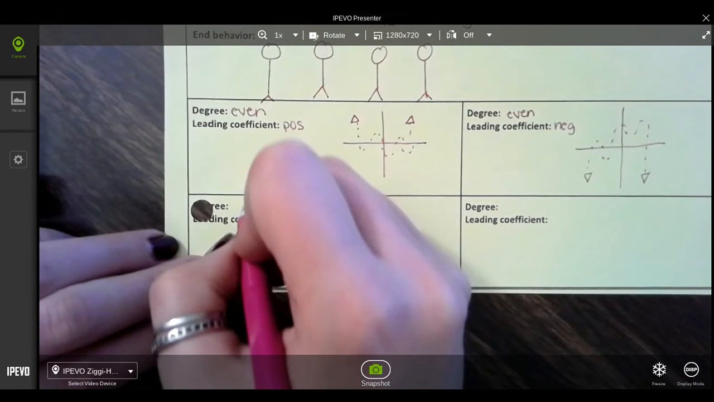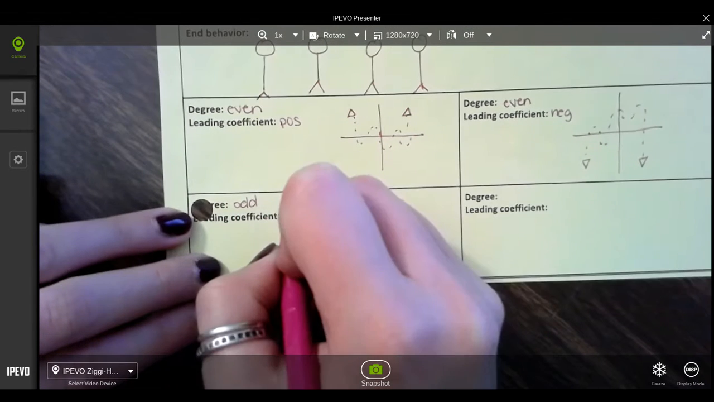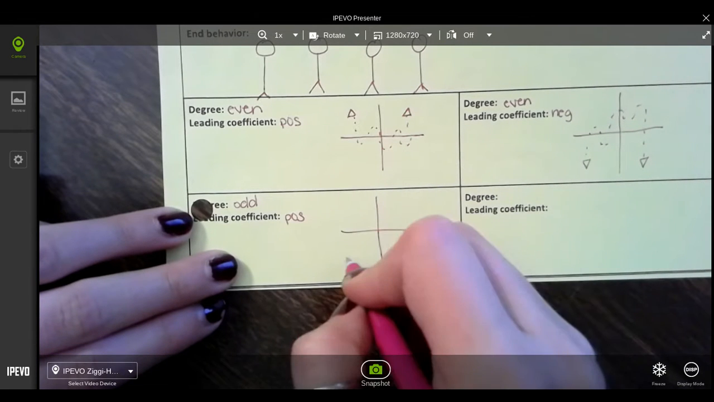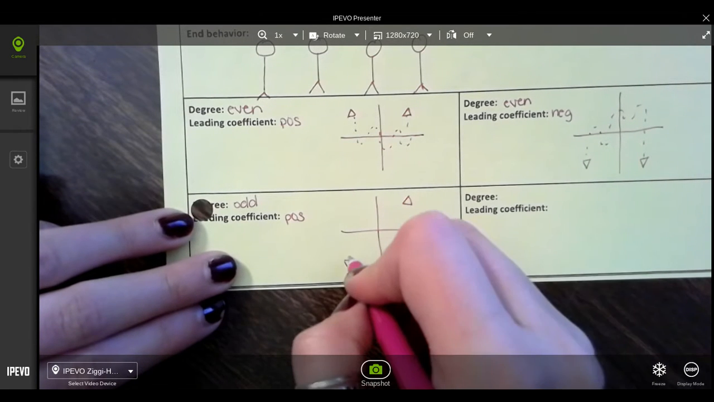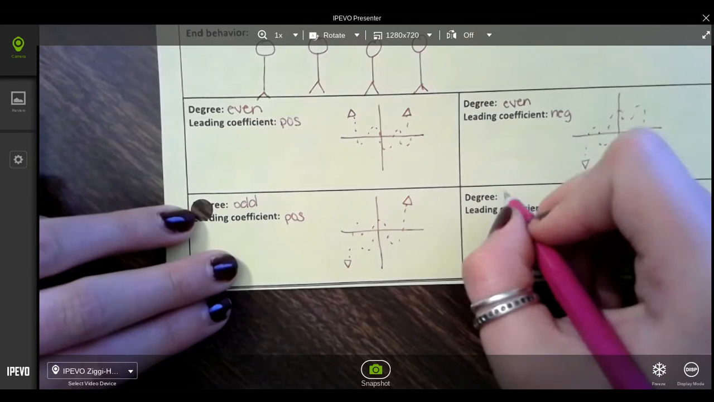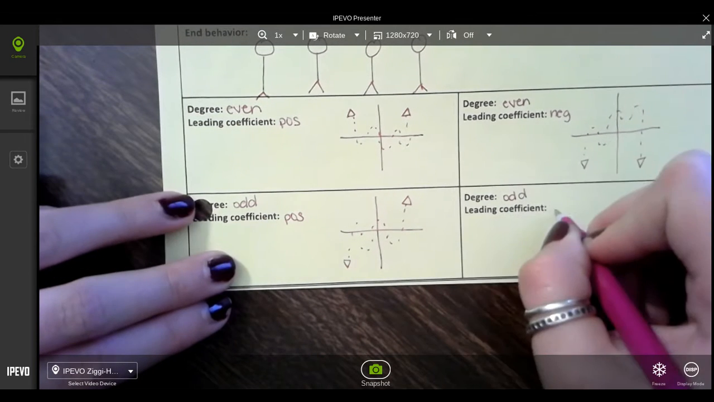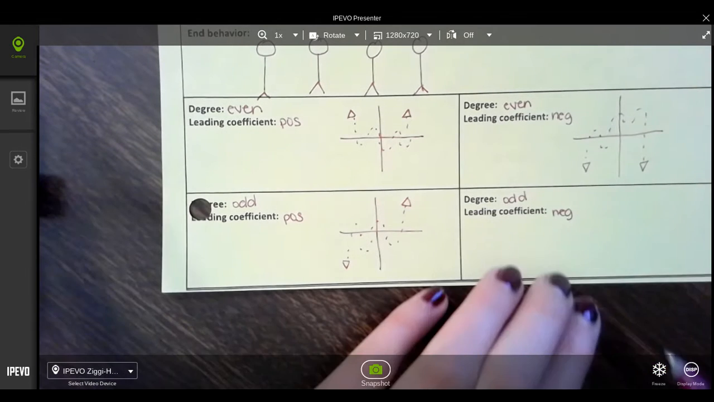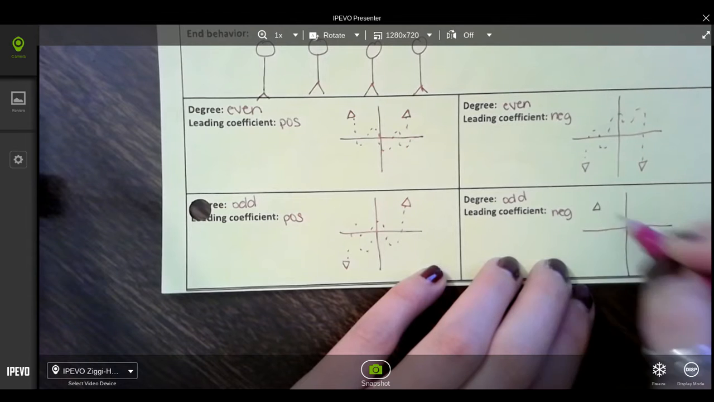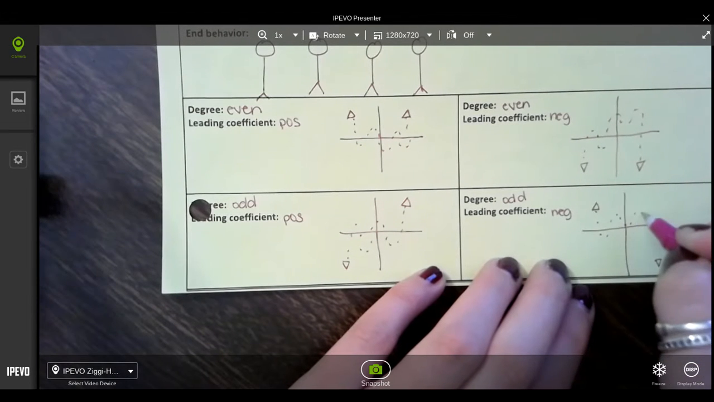When your degree is odd and your coefficient is positive, then you're going to end up something like this. Start here, end here, and stuff is going to happen in the middle. When your degree is odd but negative, it's just going to be flipped. So we're going to start up here, end up here, and stuff is going to happen in the middle depending on our equation.